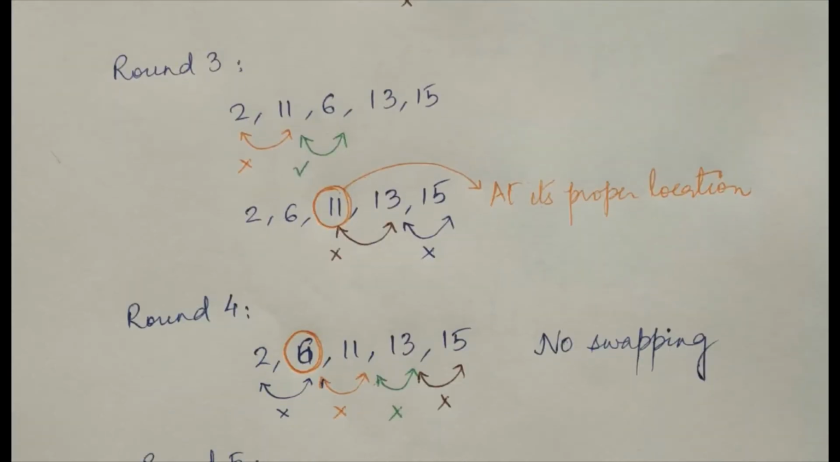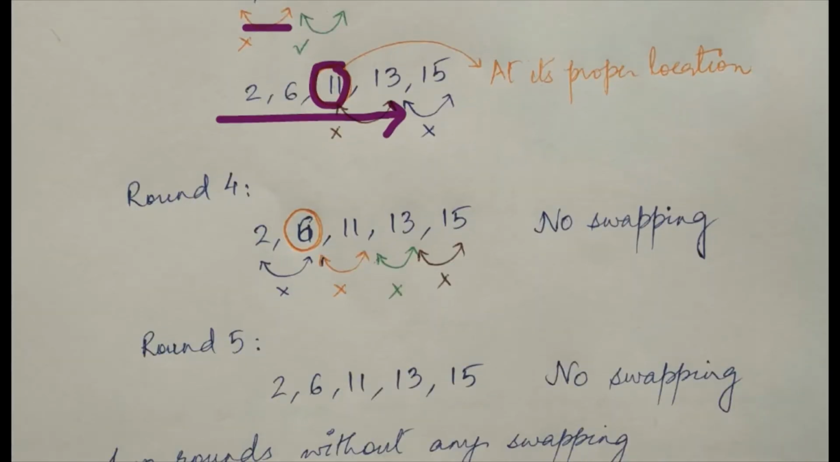So round 3, again you compare 2 and 11. You need to exchange 11 and 6. We come here, then you compare 11 and 13. They are in order. 13 and 15, they are in order. So again you see the next maximum, which is 11, has reached its proper location.